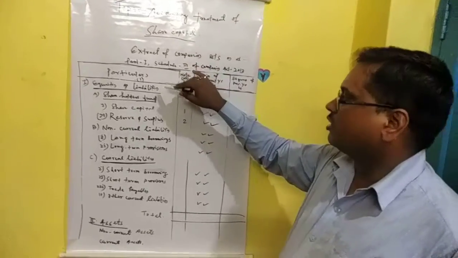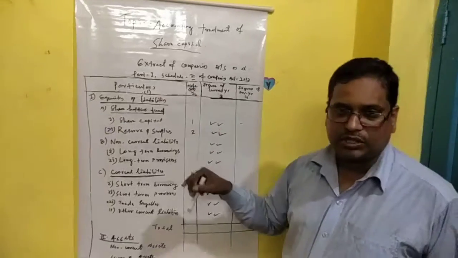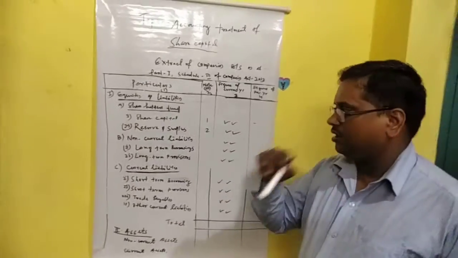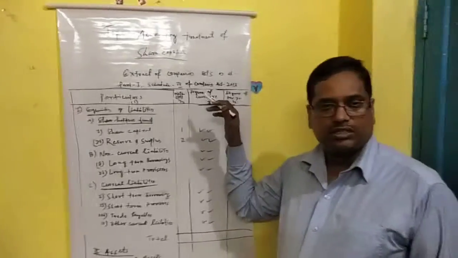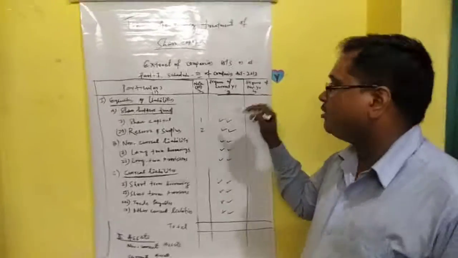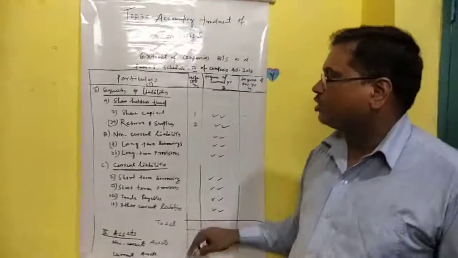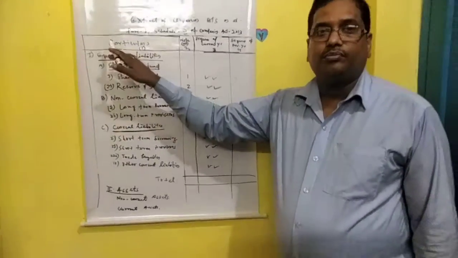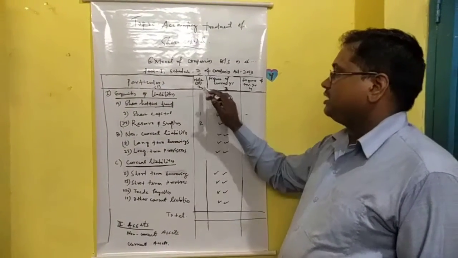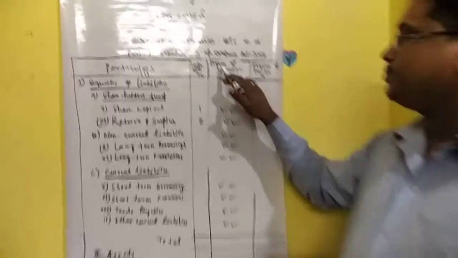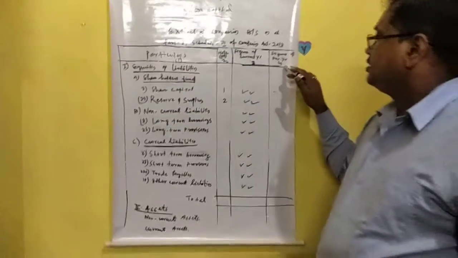Describing the company's balance sheet, in this video I will explain how you will prepare the company's balance sheet as per Schedule 3, Part 1 of the Companies Act 2013. See the format, as I told you, it will be in vertical format. The first column is particulars, then note number, the third column is figures of the current year, and the fourth column is figures of the previous year.